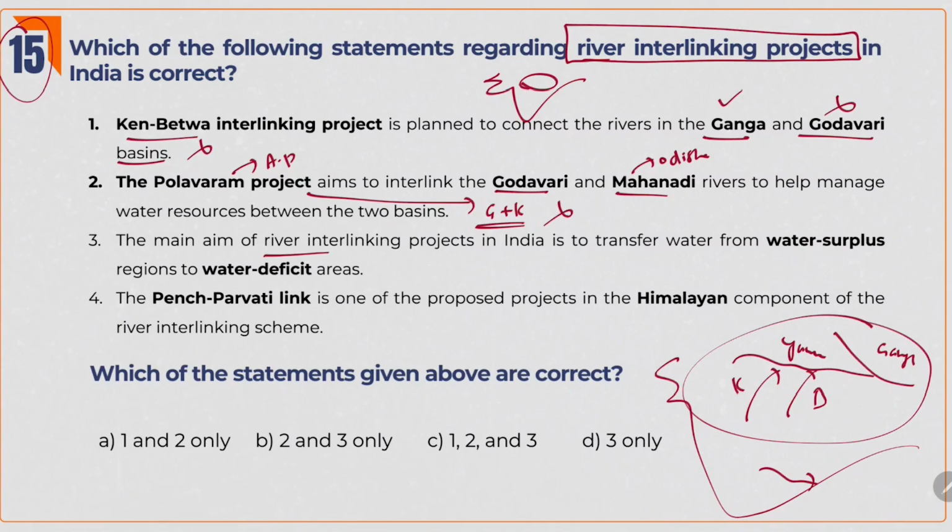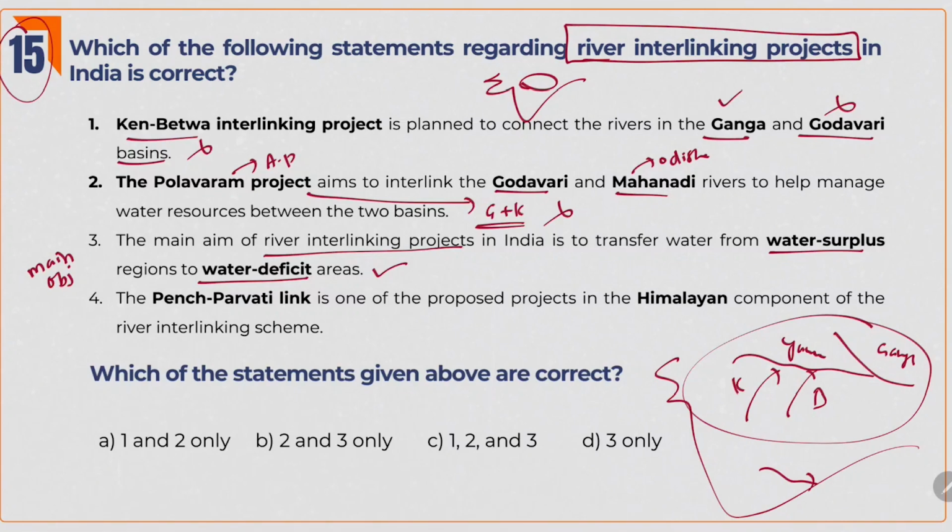The main aim of interlinking projects in India is to transfer water from water surplus to water deficit areas. This is the main objective of interlinking projects. So we can't deny this statement. It is obviously a right one.